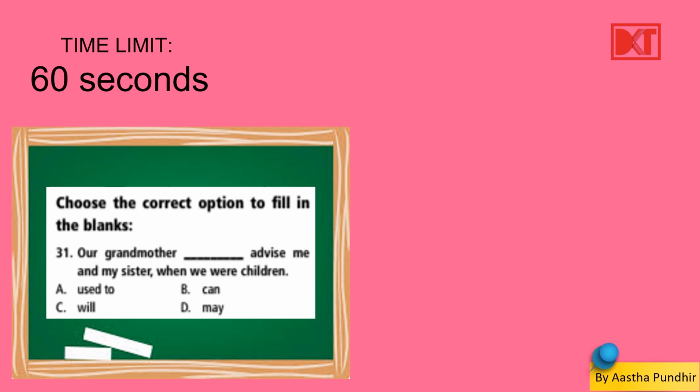Alright, now we have the last 5 hot questions. Here you see, choose the correct option to fill in the blanks. Our grandmother dash advised me and my sister when we were children. Used to, can, will, may. We are talking about the past here, something that happened in the past. So my grandmother used to advise me and my sister.